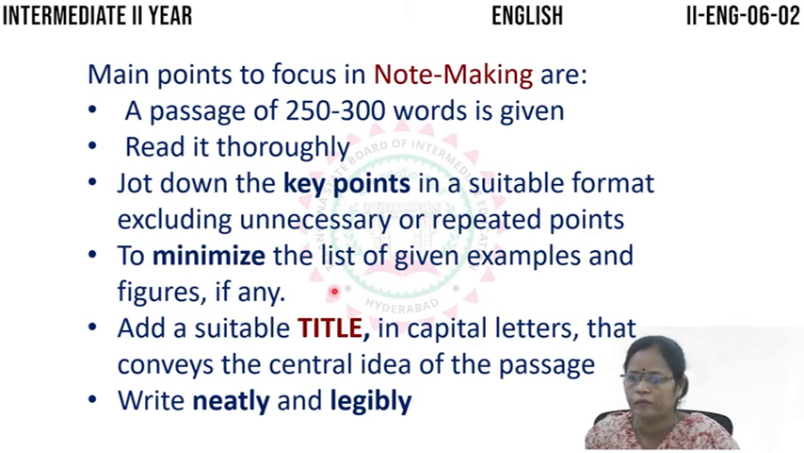For example, if there is a passage on vegetables or fruits, they may give fruits like apples, banana, custard apples, pineapple, strawberry, so on and so forth. You can take fruits like apple and banana. That's all. That's enough. And also some figures and facts. Minimize them if they are repeated or if you think they are not wanted.